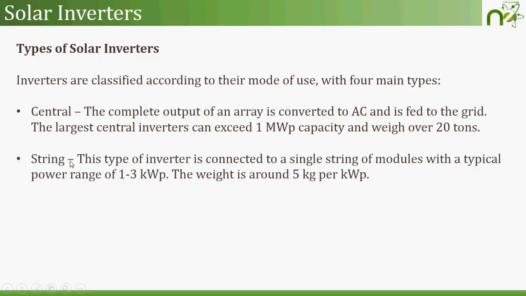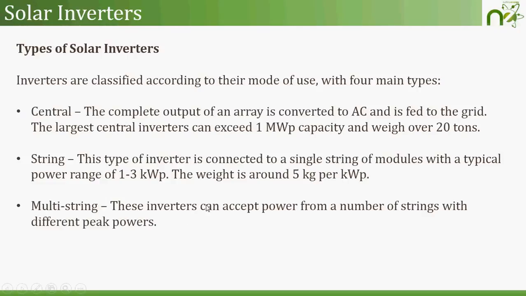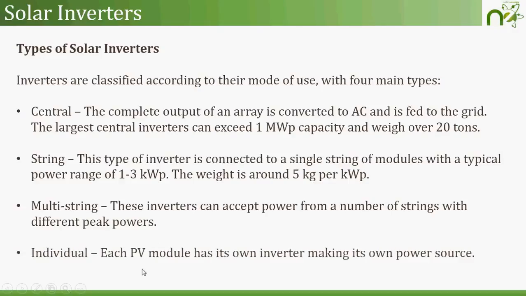The second one is the string inverter, normally used for smaller systems, which connects in parallel, and each string can go up to a power range of around 1 to 3 kilowatt peak, with a weight of almost around 5 kg per kilowatt peak. Multi-string inverters can accept power from a number of strings with different peak powers. Individual inverters mean each PV module has its own inverter rating, making it its own power source. So these are the four different kinds of solar inverters.